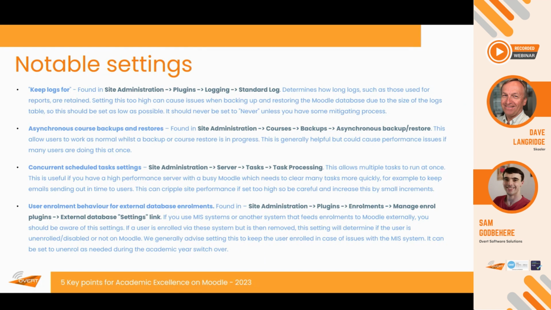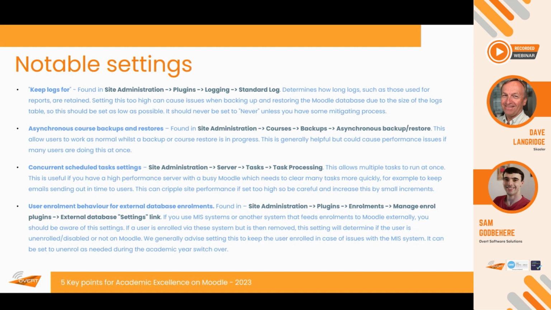So if you use an MIS system or another system that feeds enrollments to Moodle externally, you should definitely be aware of that setting. From experience, we've found that if you have issues where your external MIS link to Moodle disconnects, or if changes are made to that table unexpectedly, it can result in users being unexpectedly enrolled or disabled on Moodle, which of course can be a huge issue when it suddenly happens.